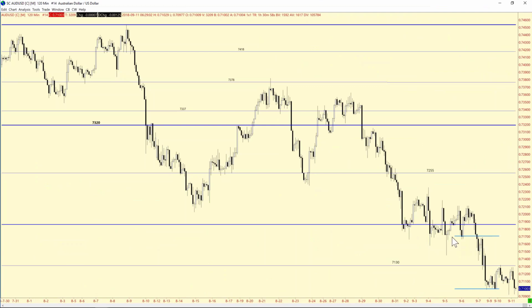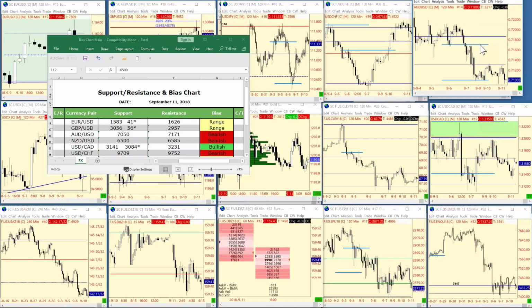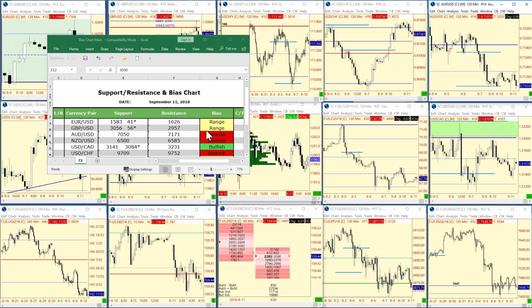No changes here. It'd have to be the 71.70. That's what they have to get above just to slow down the downside descent. So no changes there on the Aussie. That remains 71.70, obviously still very bearish. So let's move on now to the dollar CAD.